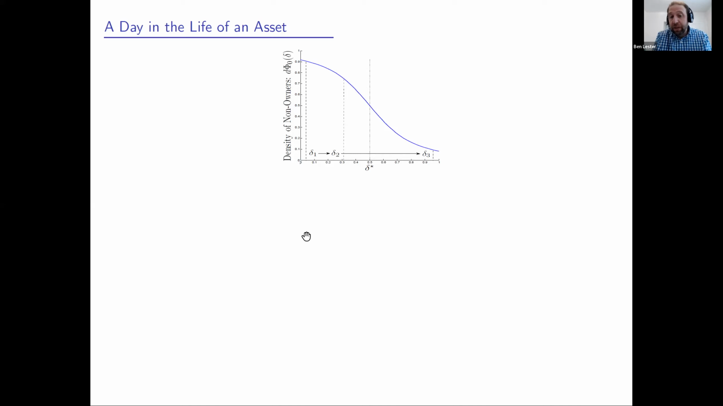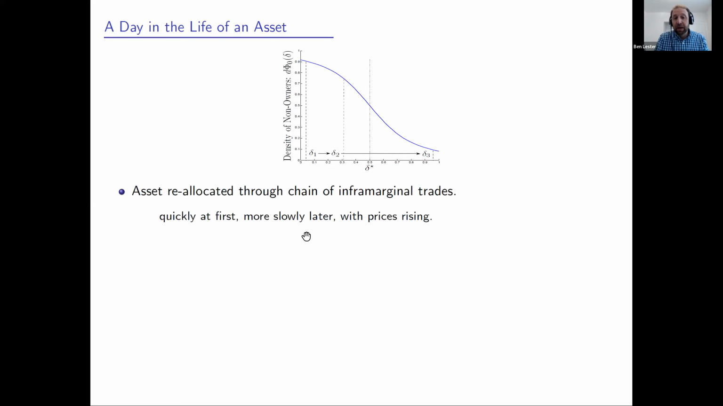Now, delta 2 is going to hold the asset for a while, and she's going to be meeting people, but a lot of the people who don't own an asset that she meets are going to actually have a lower delta than her, because she's kind of in the middle there. But eventually she'll meet somebody who has an even higher type, say delta 3, but it's going to be slower. So all this is to say that the asset typically will be passed through what we call a chain of inframarginal trades. The first trade on average is going to happen the most quickly, because the most non-owners will be willing to make that trade.